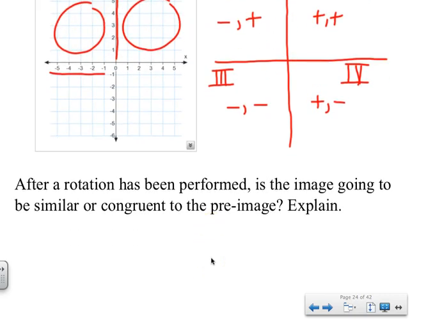All right, one more question. After a rotation has been performed, is the image going to be similar or congruent to the pre-image? Explain. So again, pre-image means the before image. Congruent, we know, means equal. And then similar, we've not yet learned, but similar is when they are the same shape but a different size. So kind of like dilations. So why don't you answer that question in a complete sentence, and then we'll go over it.